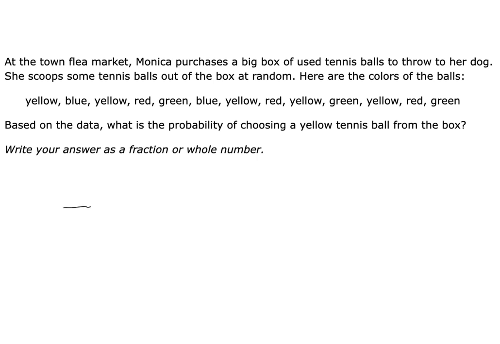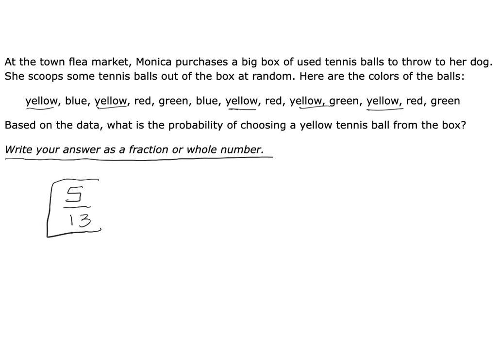I have 13 total that she picked out. Of those, we had 1, 2, 3, 4, 5 yellow. So my experimental probability is 5 over 13. Now I just happen to see here it says write as a fraction or a whole number. Well, I can't simplify 5/13 any, so 5/13 is my experimental probability.